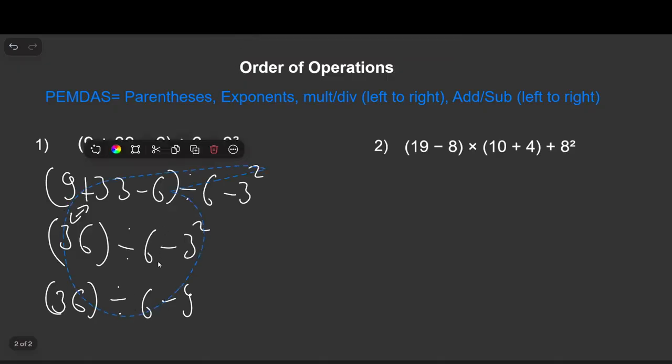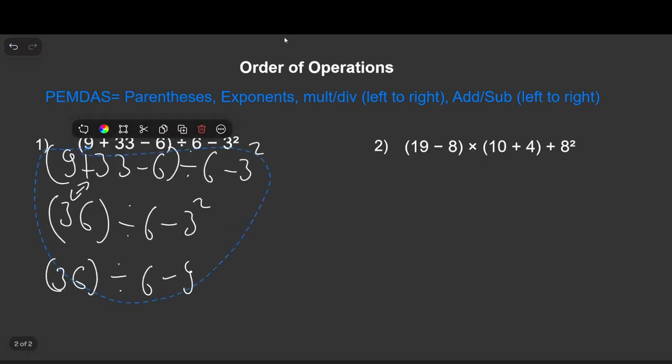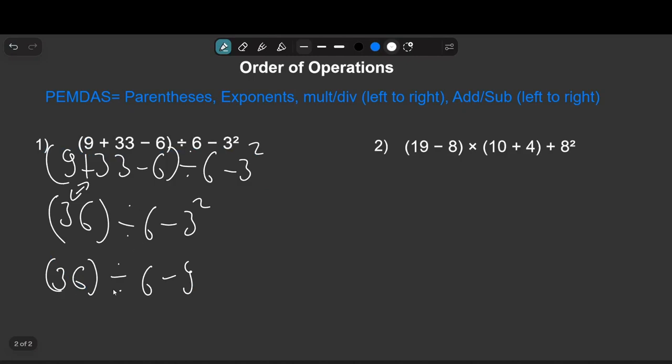Let's move this up a bit. Oh, my bad, guys. Move this up a bit so we have enough space. So we have 36 divided by 6, which equals just 6. So we get 6 minus 9 as our last step, because we went through all of the steps in the order of operations, PEMDAS. So now we just do 6 minus 9, and we get into the negatives, and 6 minus 9 equals minus 3. This will be our final answer of the first example.